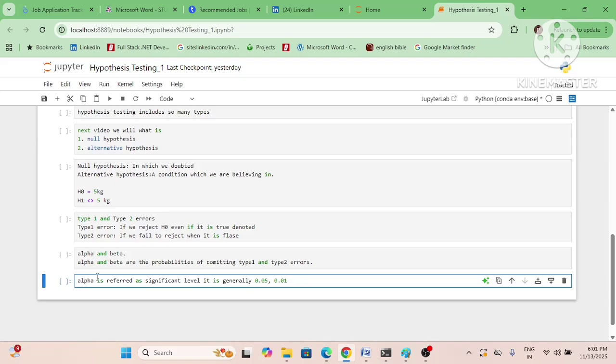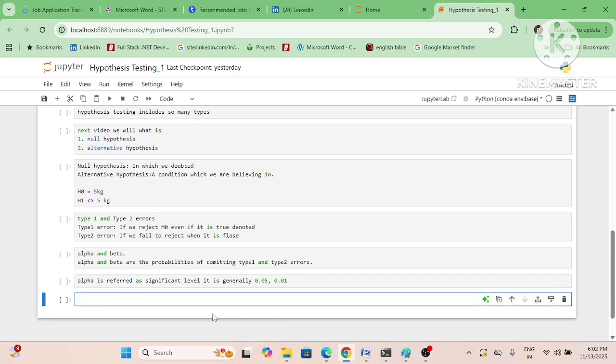In general, while doing hypothesis testing, type 1 error is much riskier than type 2 error. So we concentrate more on type 1 error, that means alpha, the probability of committing type 1 error. In general it is 0.05 or 0.01. And beta is known as the probability of committing type 2 error. So here, what is meant by alpha 0.05?